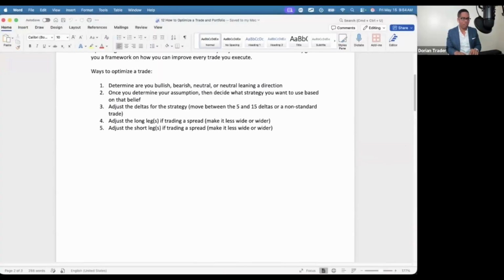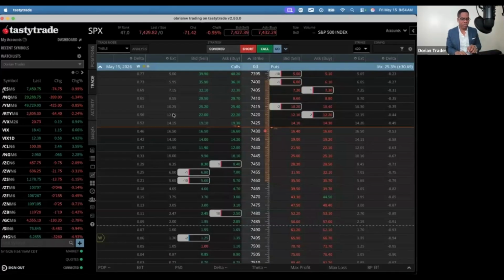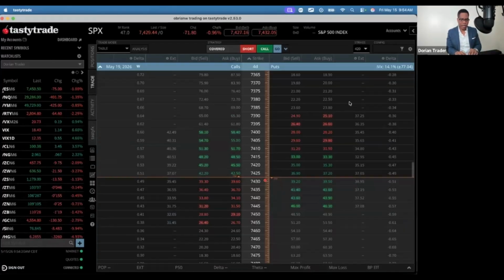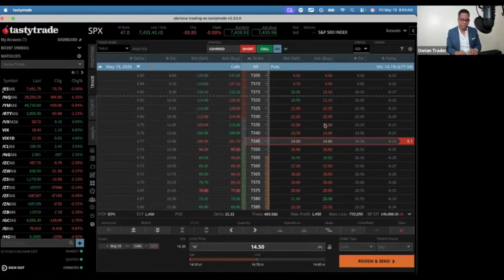If we jump back over here to number 4, you can adjust the long legs if trading a spread, make it less wide or wider. And so what I mean by that is that if we're doing a spread, just go here. And let's just say, I'm just picking anything at this point, you guys. Let's say we were doing a spread that was 10 points wide, something like that.